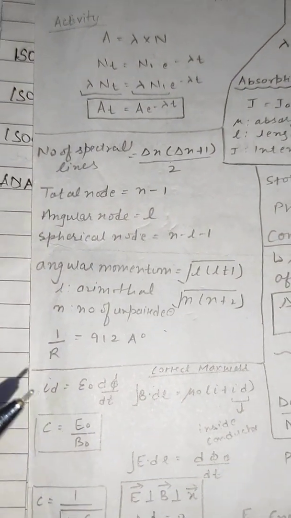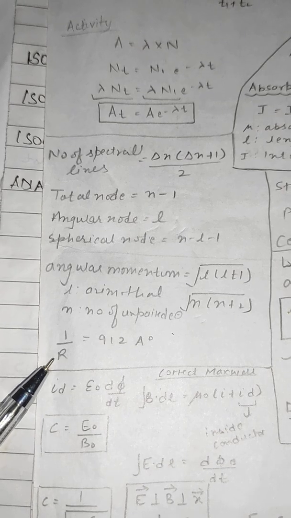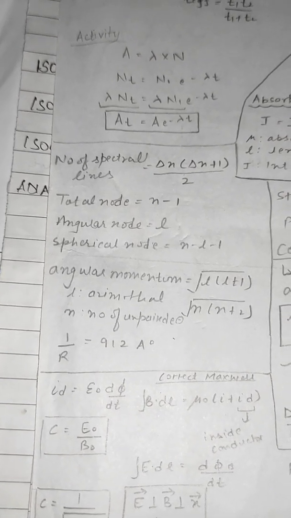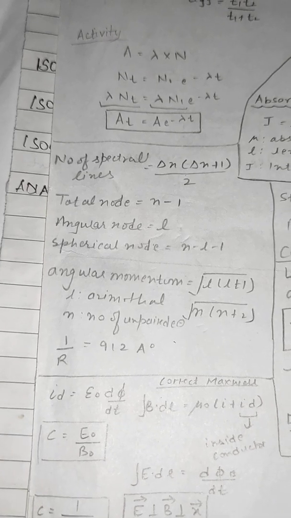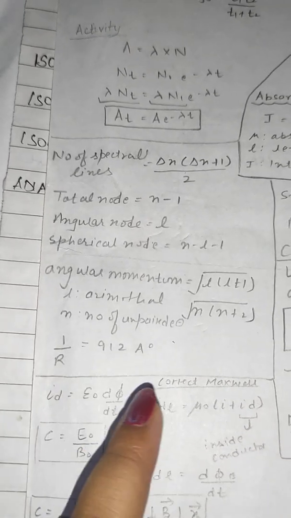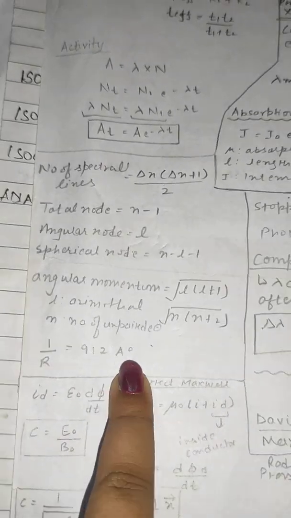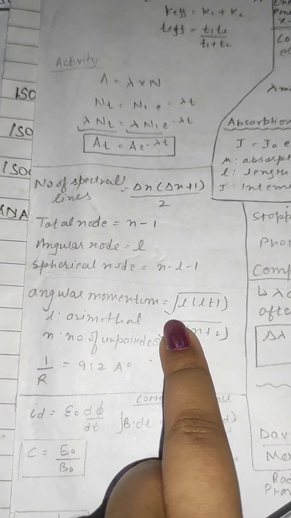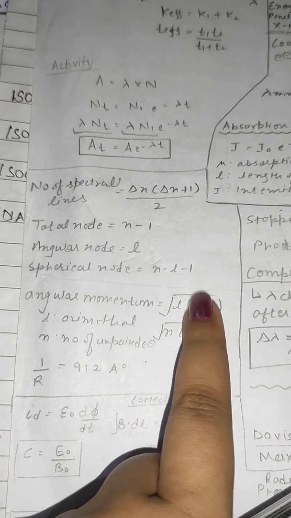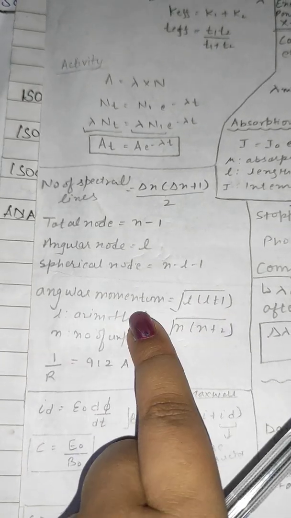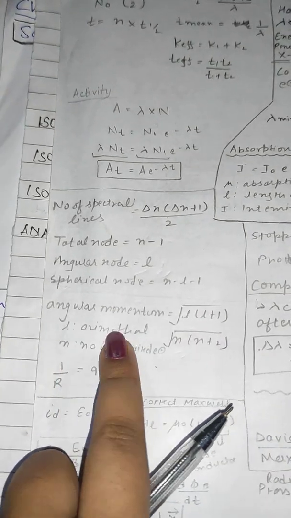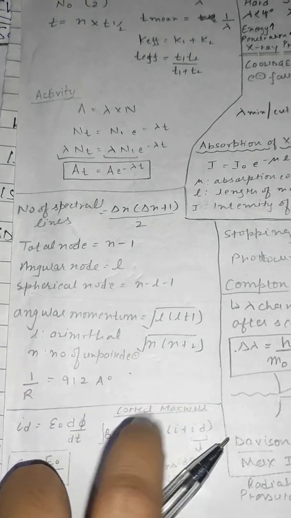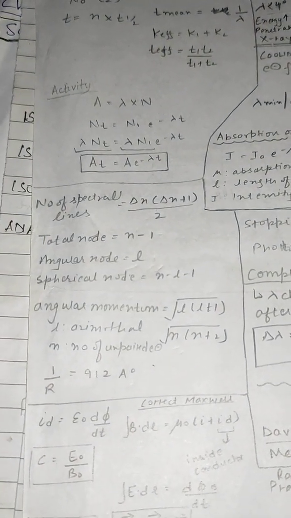Also, this R is the Rydberg constant. To remember the value of R is a tedious process, so I rather remember the value of 1 by R, which is an easy number, 912 Angstrom. I'd also like to clarify here that root of n(n plus 2) and root of l(l plus 1) are two formulas for angular momentum only, where l is the azimuthal quantum number and n is the number of unpaired electrons. Moving on to the next chapter, which is dual nature.